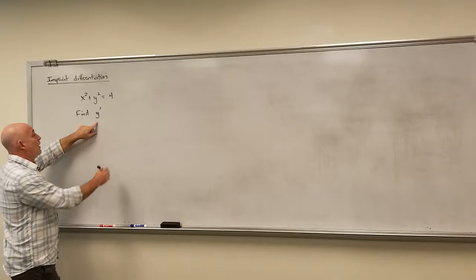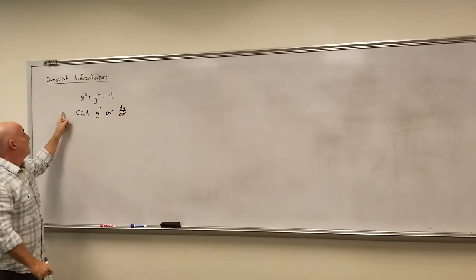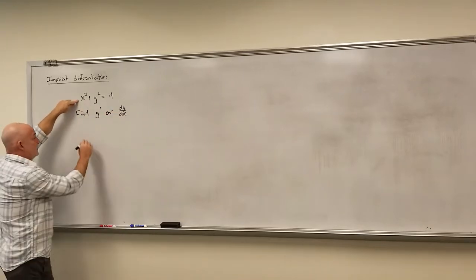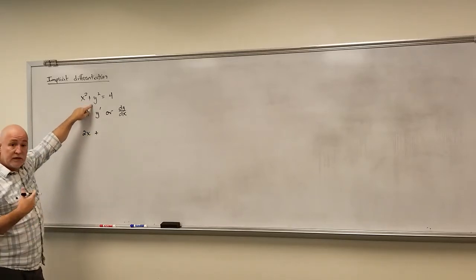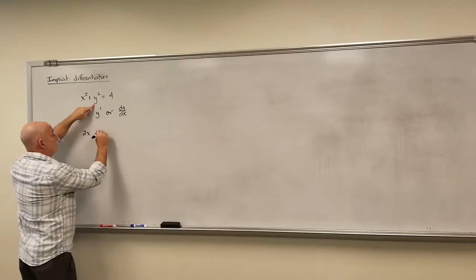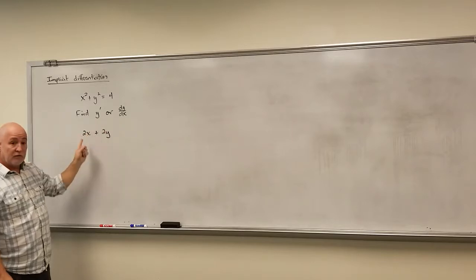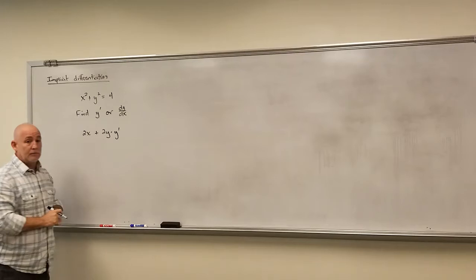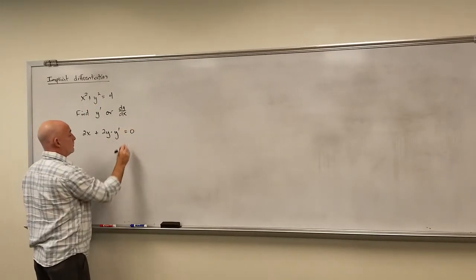Now since we're looking for y prime, remember that's the derivative of y with respect to x. When I take the derivative of this with respect to x, since this is just a function of x, the derivative of that would be 2x plus the derivative of this. Now we take the derivative exactly like we would if it was an x, so the derivative of y squared is 2y. But since we're assuming y is a function of x, we have to use our chain rule and multiply by y prime. And of course on the other side, the derivative of 4 is 0.